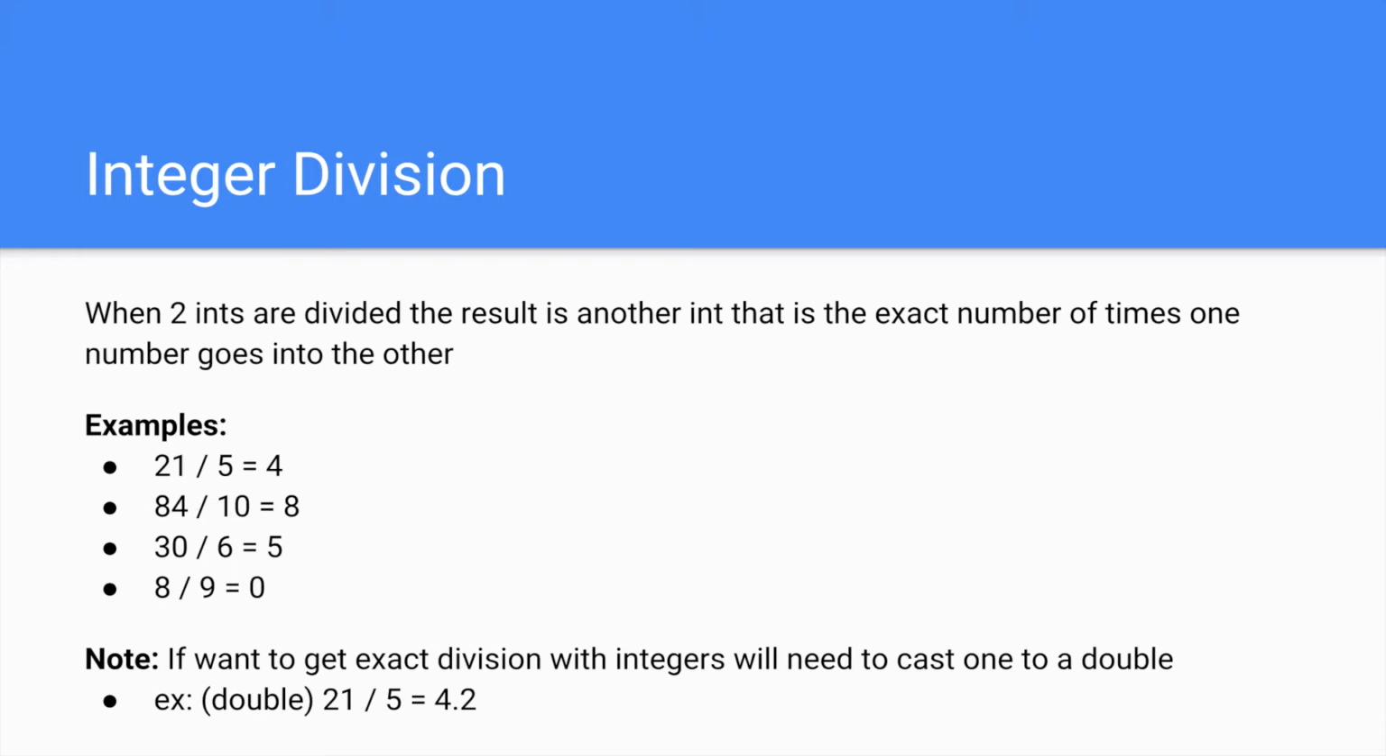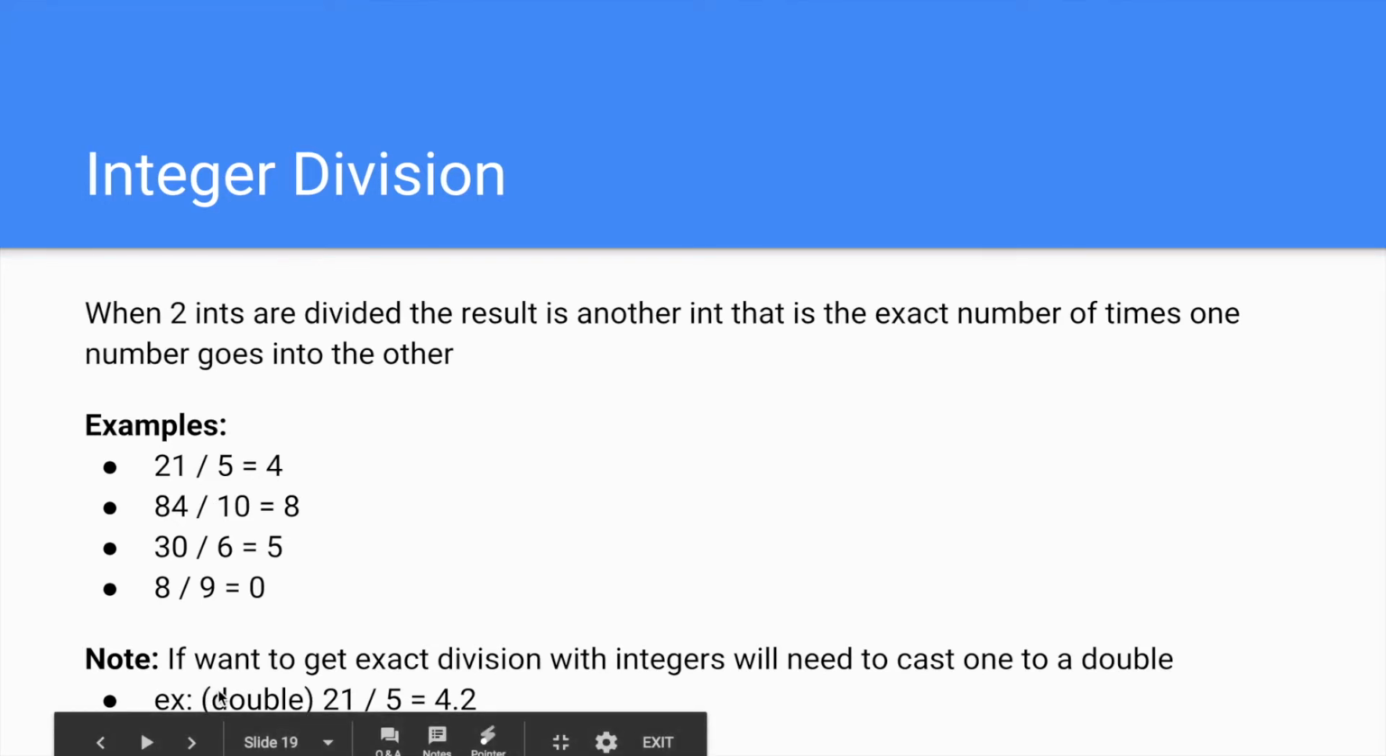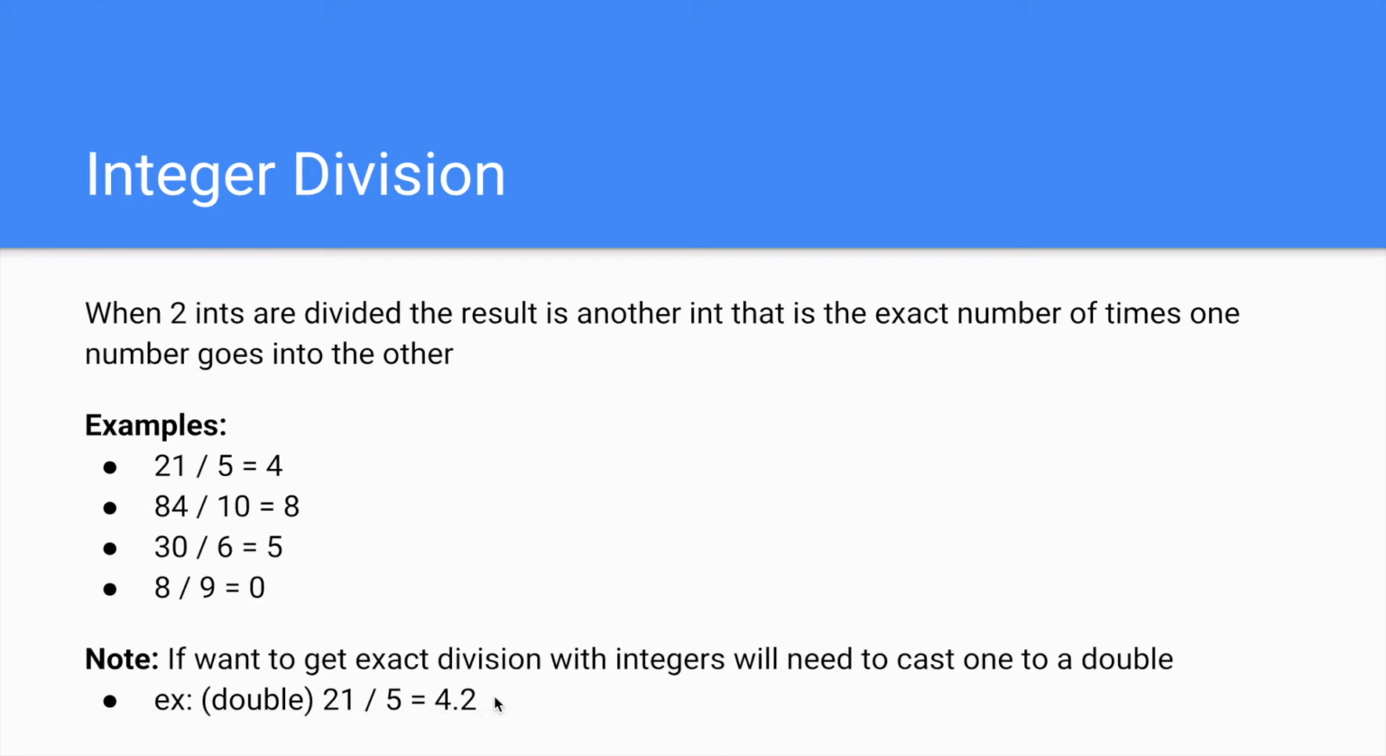So if you want to get an exact division with integers, you'll need to cast one of them to a double first. An example would be (double) 21 divided by 5 is 4.2. So that's integer division.